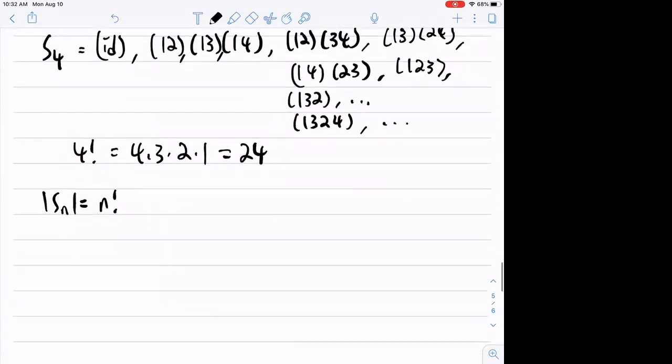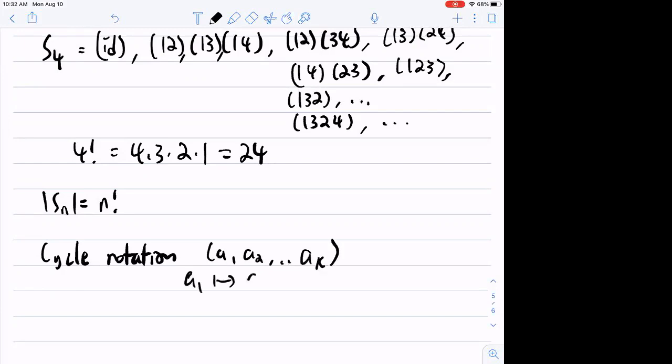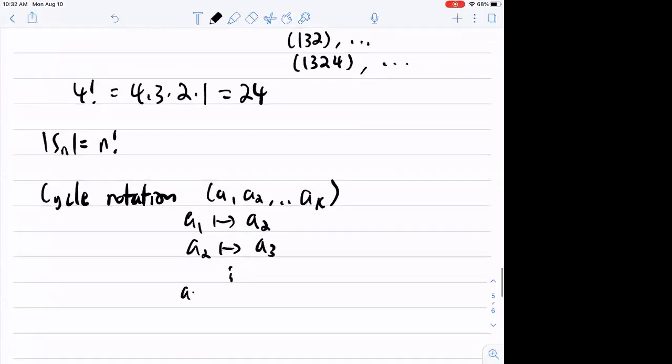So when I write, these are called cycle notation. To index my map, when I write (A1, A2, dot, dot, dot, AK), this means A1 goes to A2. Let's assume it's ordered. A2 goes to A3, dot, dot, dot, AK minus 1 goes to AK, and then AK goes back to A1. You can always represent a permutation in cycle notation.